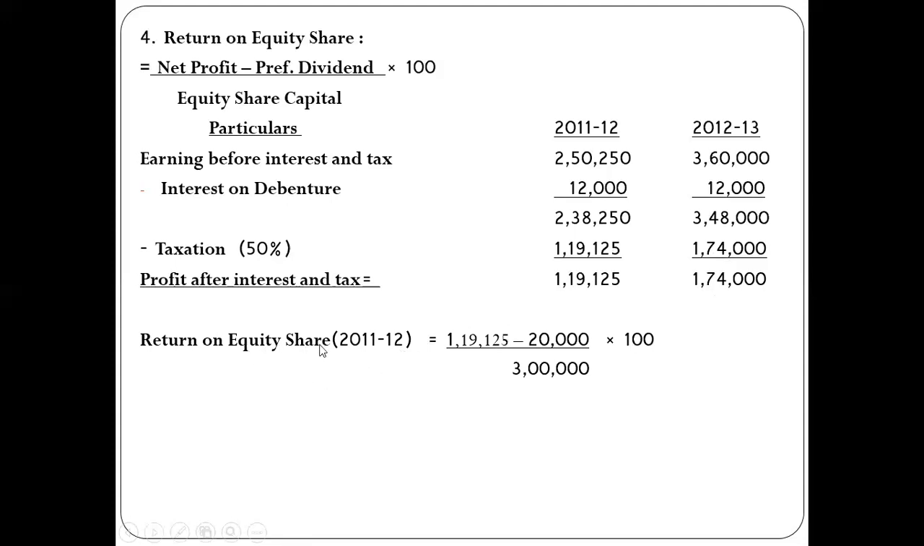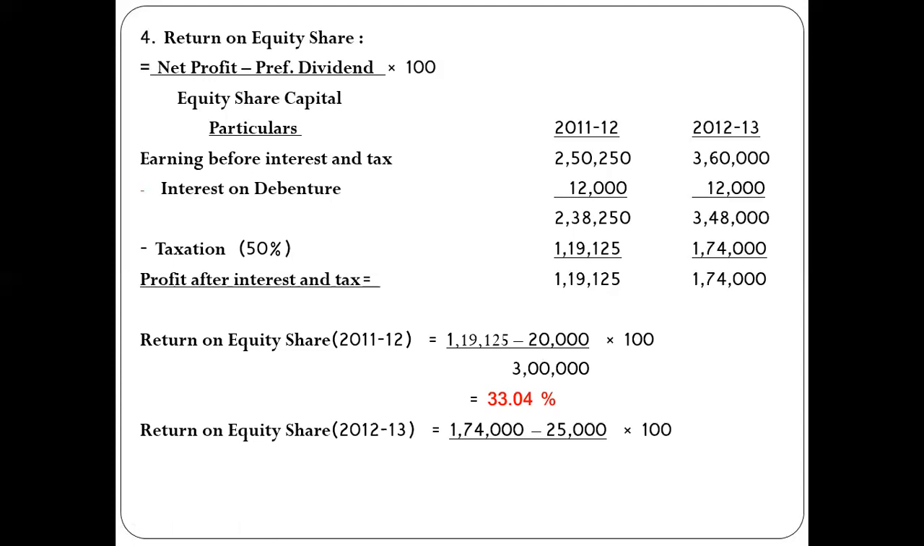So return on equity share for 2011-12, we will keep 1,19,125 minus preference share dividend 20,000, because we have the preference share capital 2 lakh into 10%, divided by 3 lakh, because our equity share capital is 3 lakh, into 100. So our percentage will be 33.04 percent.